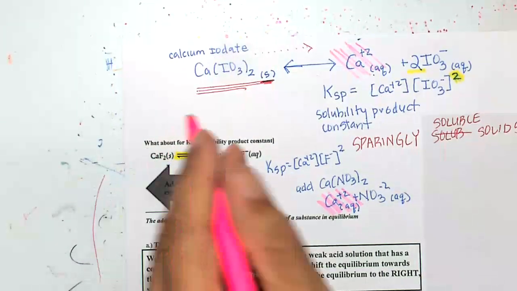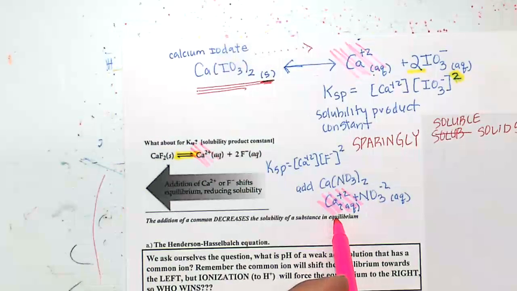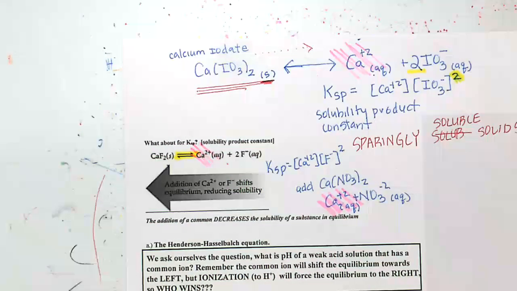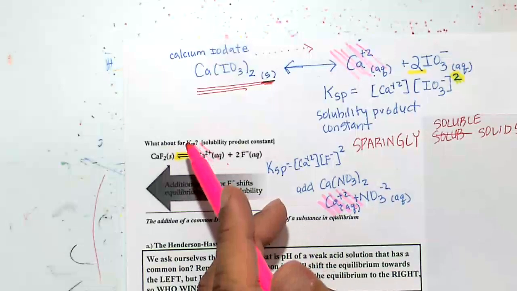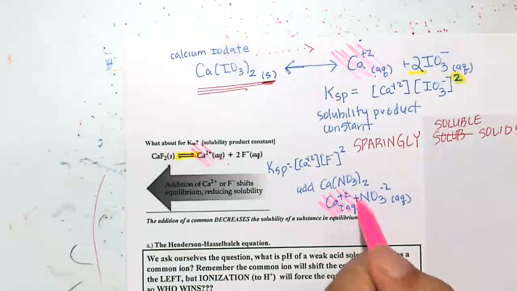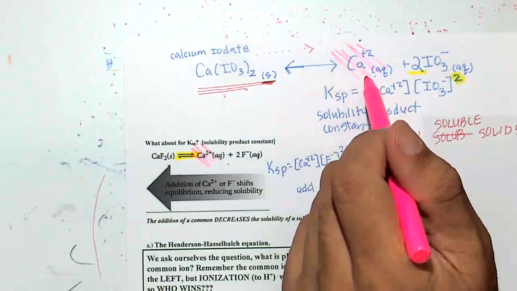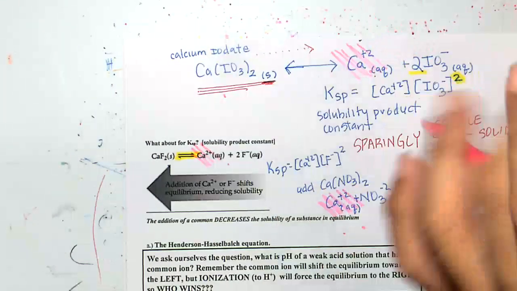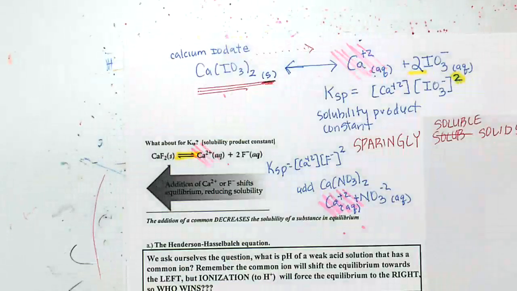Ionization. Okay, so if we add a source of calcium, calcium nitrate is dissolved in water. In fact, all nitrates dissolve in water. If we add a source of calcium ion, it's going to make more solid. Common ion suppresses ionization. It will shift the equilibrium away from the ions. If we add calcium nitrate to this solid, remember, some of it is going this way. We add calcium nitrate, the common ion, and it will make more solid because the common ion suppresses ionization.